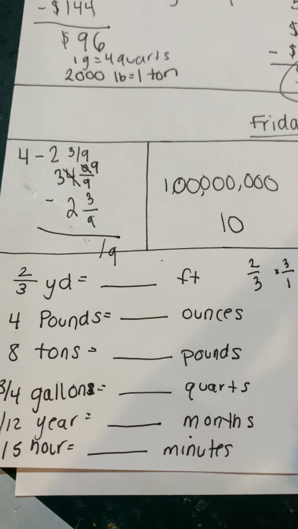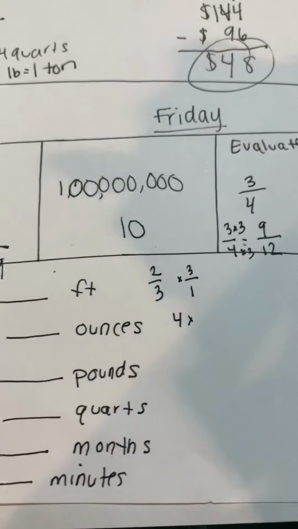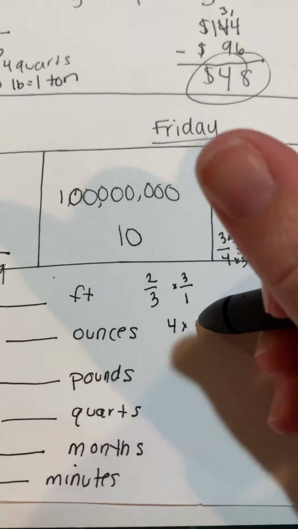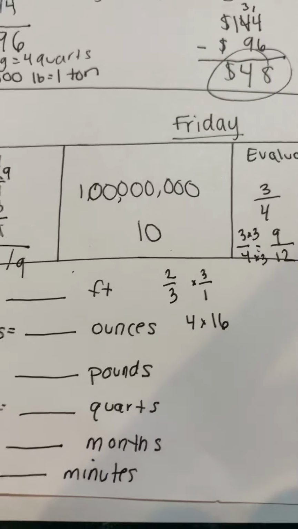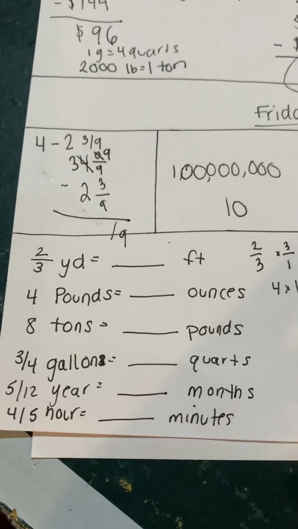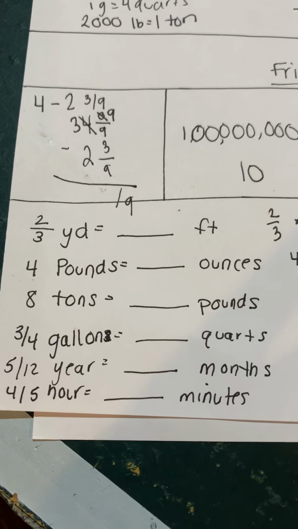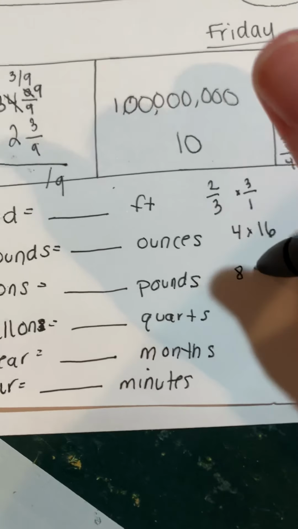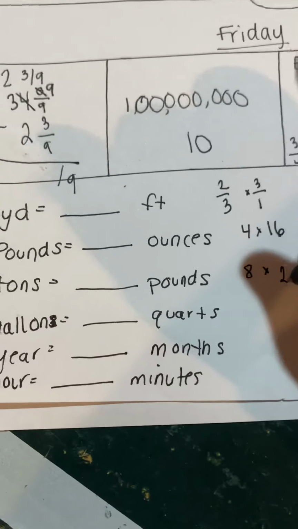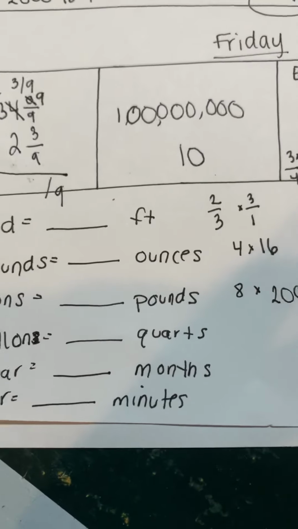4 pounds equals how many ounces? For this, there are 16 ounces in 1 pound, so you have to do 4 times 16 to get that answer. 8 tons equals how many pounds? Well, you're going to take your 8 and you're going to multiply times 2,000, because there's 2,000 pounds in 1 ton.